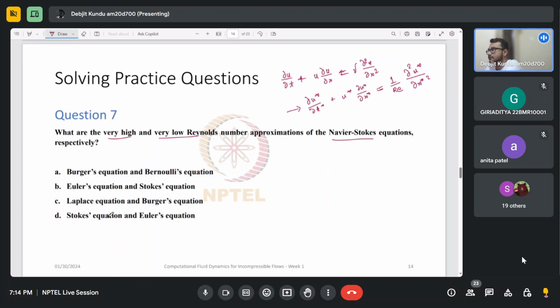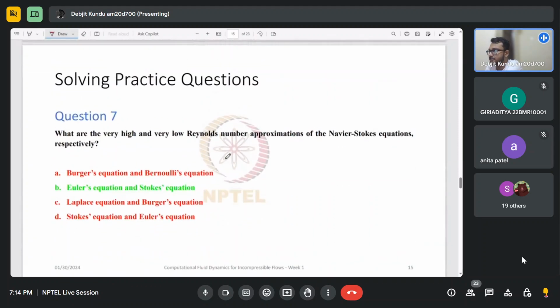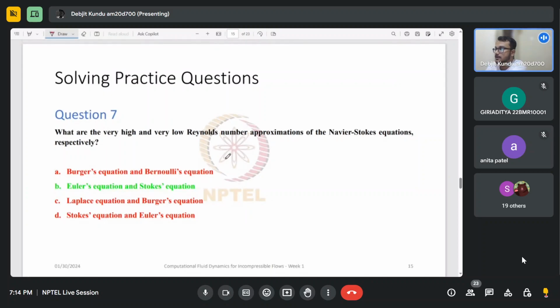Okay, so let's have a look at the solution. The solution is indeed option B, as the majority pointed out. The very high approximation should be the, so I'll write down the equation once again. This time I'm not writing the star, but you have to assume that u and x are both non-dimensional quantities right now.